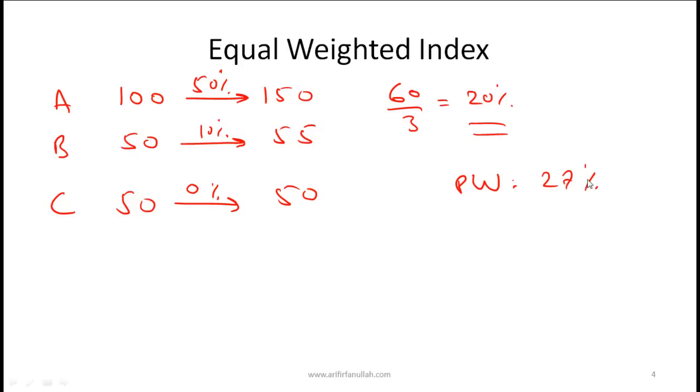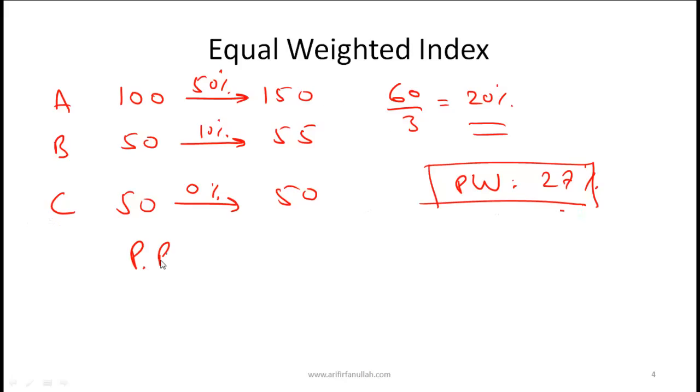Why do we have a higher return if we are weighting based on price? That is because the impact of the high price share is much more when we do a price weighted index. When we do an equal weighted index, then it doesn't matter what the share price is. All that matters is the return on each stock in the index, and then we simply take its average. So that's an equal weighted index.